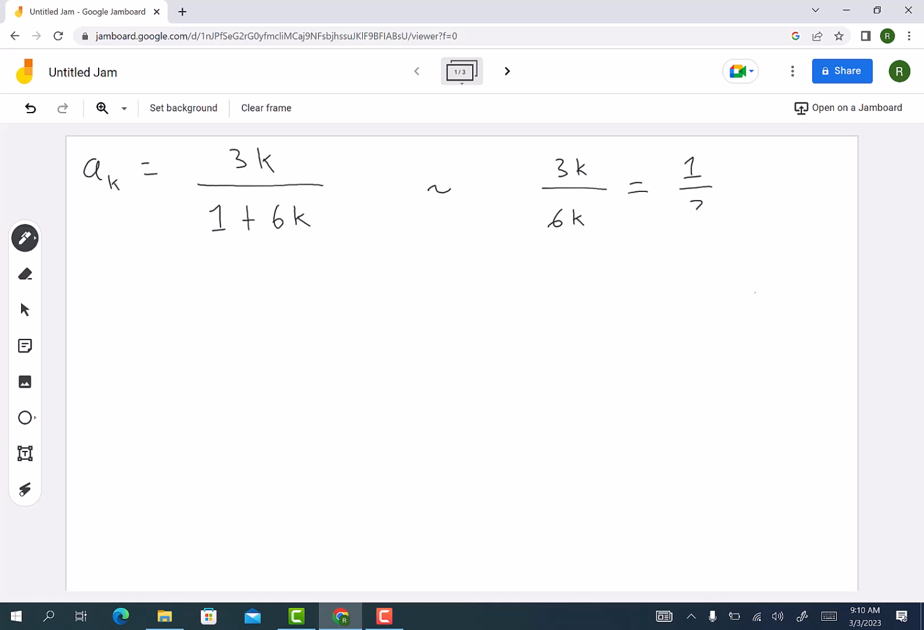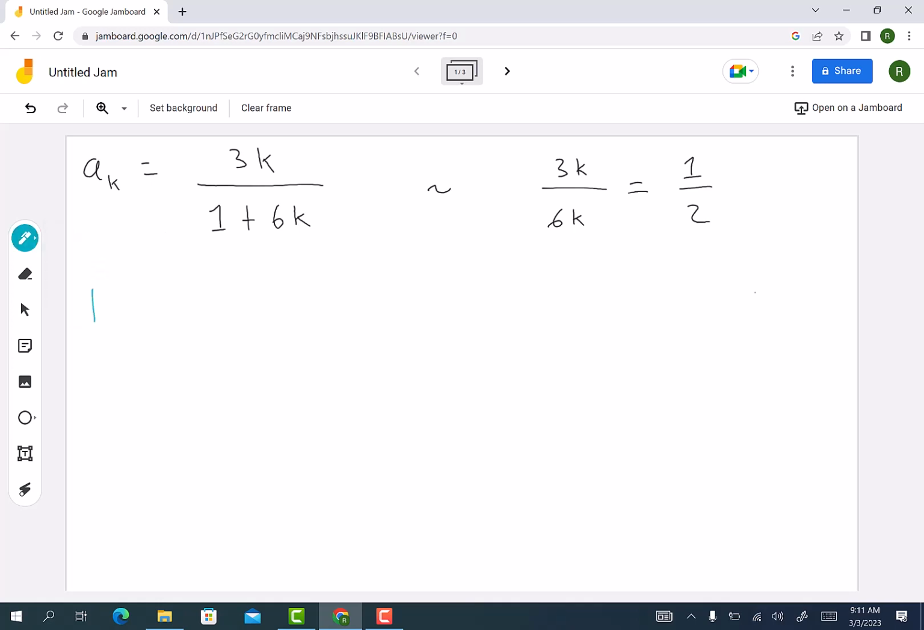And so my intuition, whoops, not 1/3, I don't know what happened there. So my intuition then is going to be that the limit of this sequence is equal to 1/2, because for big k's, the terms a_k look a lot like 1/2. Okay, and there's two ways that I can do this.